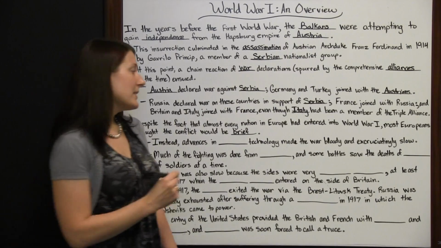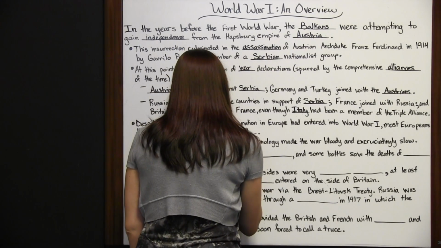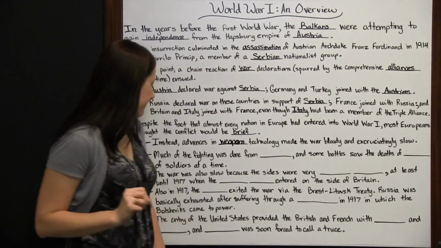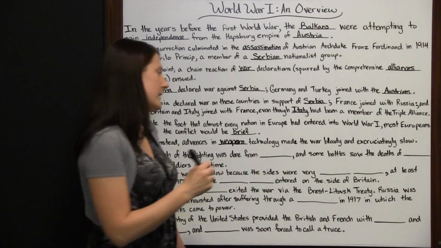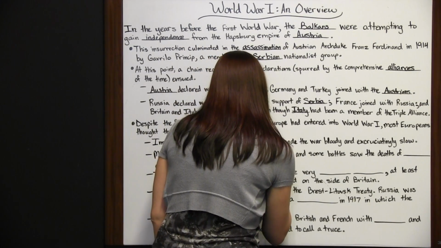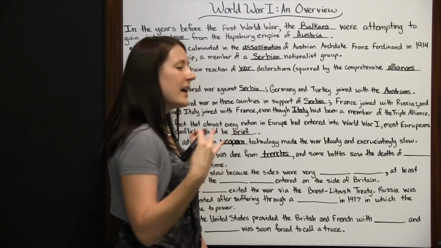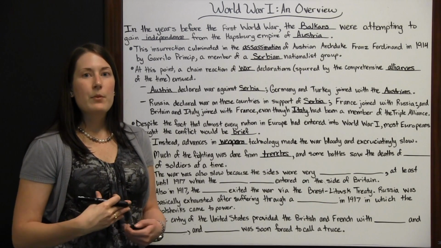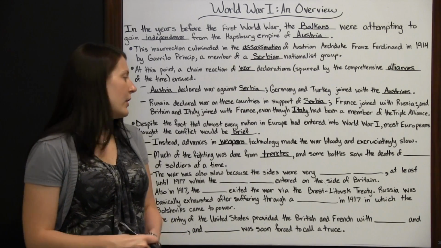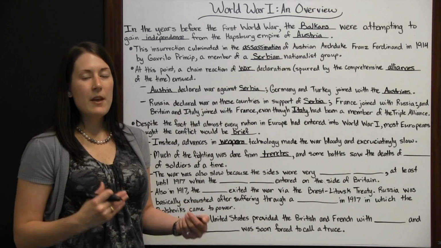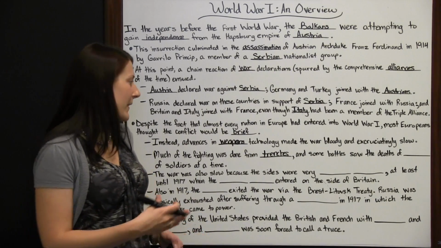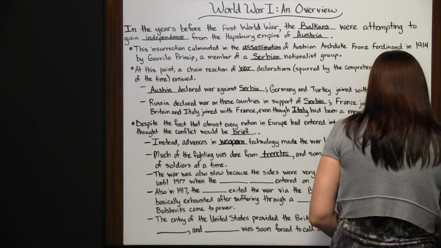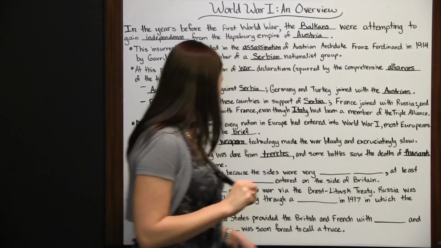Instead, advances in weapons technology made the war bloody and excruciatingly slow. Much of the fighting was done from trenches. So the soldiers would hide in trenches until they could make a move forward or until they could perform some kind of military maneuver to get some ground. But a lot of the time they were hiding in their trenches waiting. And some battles saw the deaths of thousands of soldiers at one time. So this did become a very bloody war.